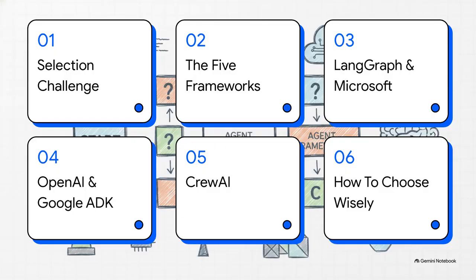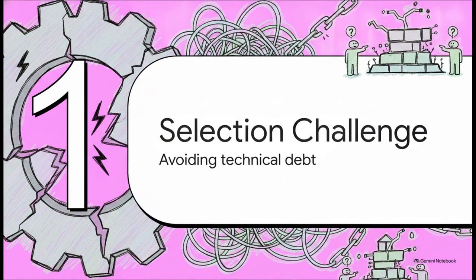So, here's our roadmap for today. We're going to tackle the framework selection challenge, meet the 5 leading frameworks, dive deep into LangGraph and the Microsoft Agent Framework, then explore the OpenAI and Google Cloud SDKs, take a look at CrewAI, and finally wrap up with exactly how to choose wisely for your team. Let's kick things off with the framework selection challenge.